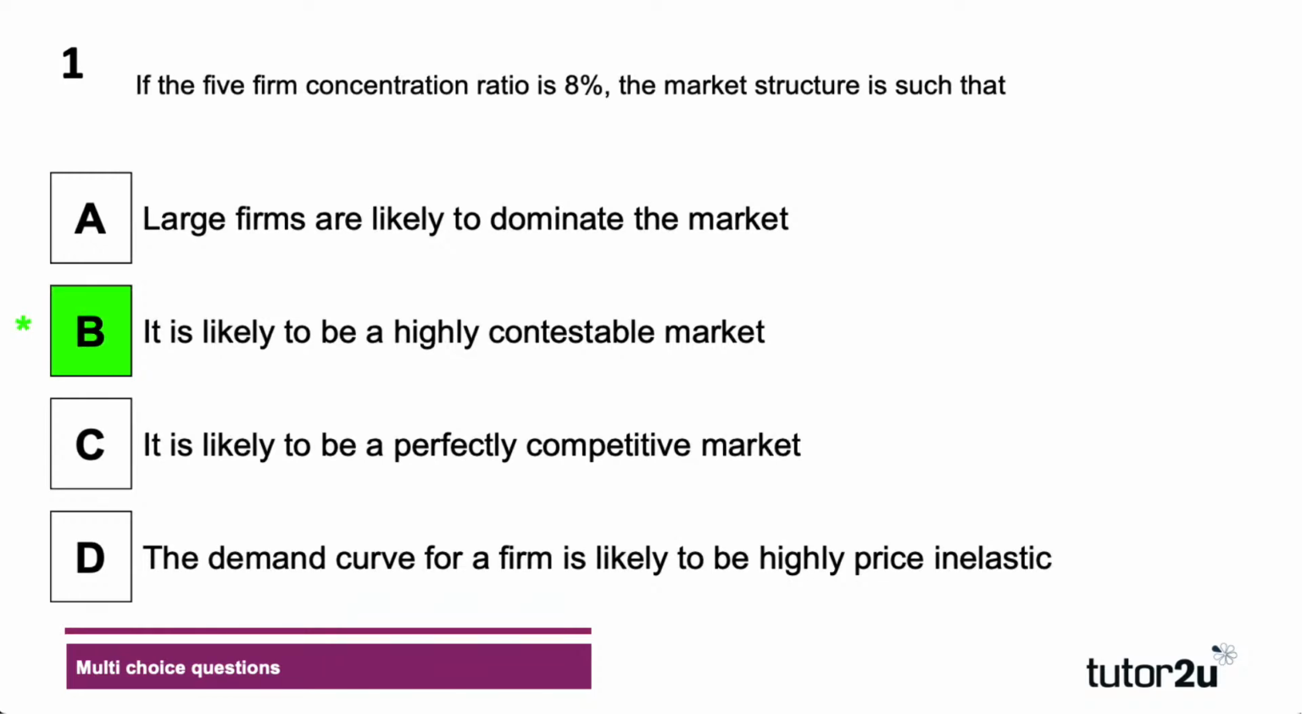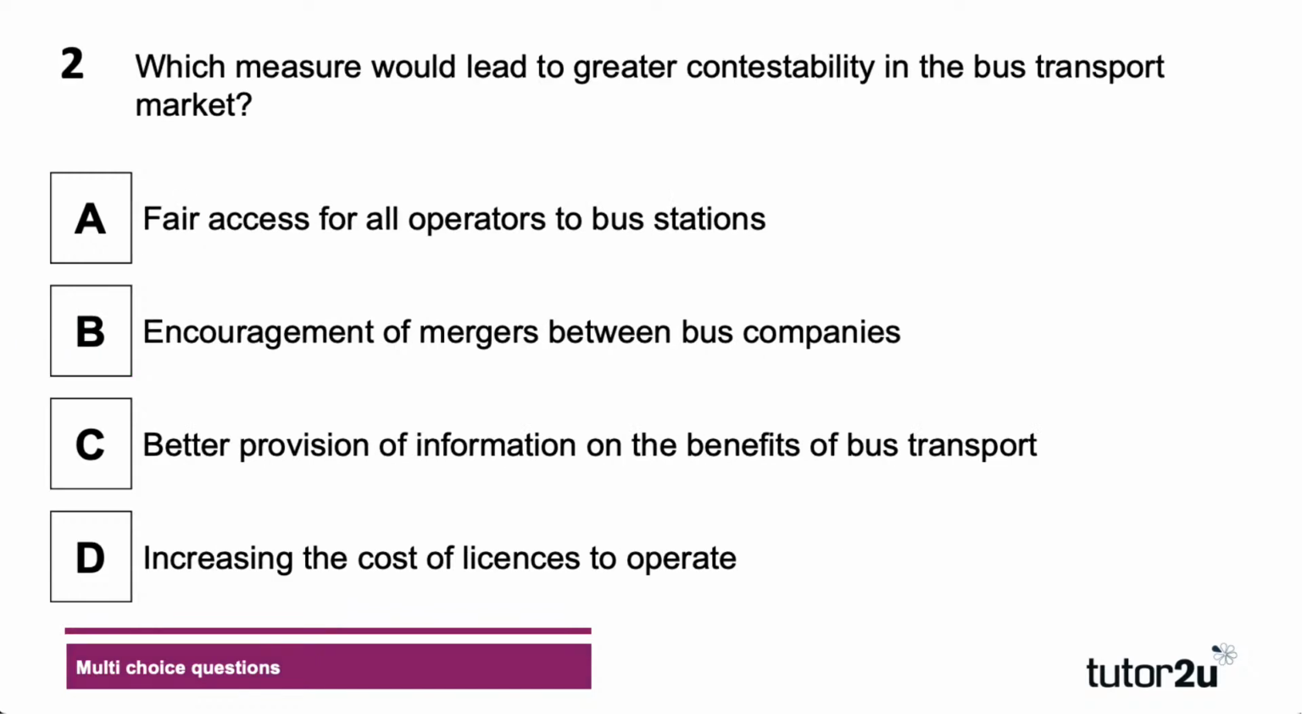If it's a 5-firm concentration ratio of just 8%, the market is likely to be highly contestable. Very easy for new entrants to join the market. So pleased to see the Tutor to You collective coming in with those correct answers straight away. That's fantastic. Well done indeed. Let's crack straight on to question 2.